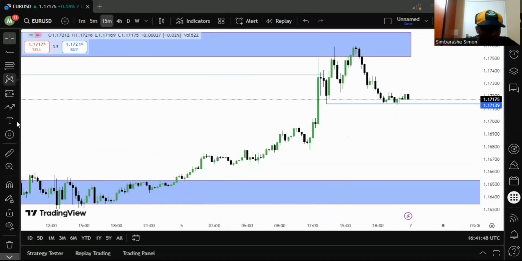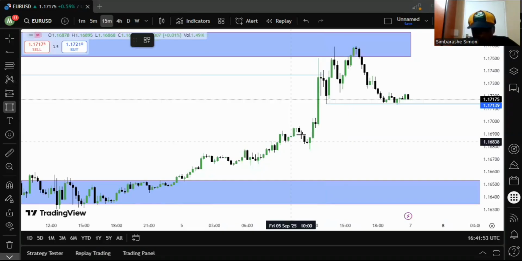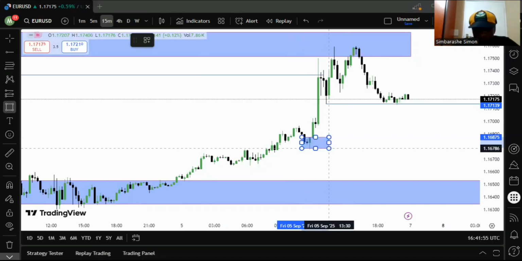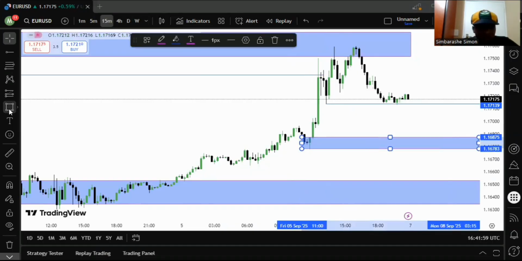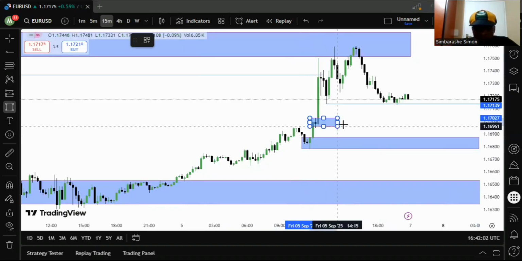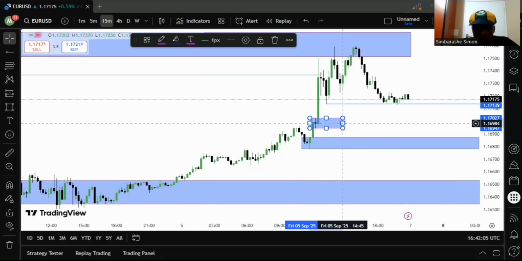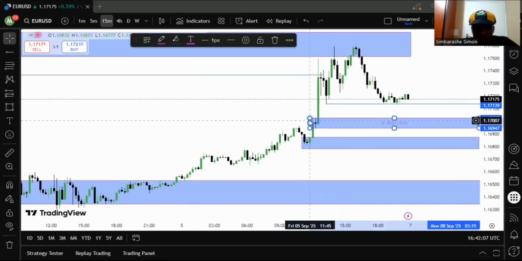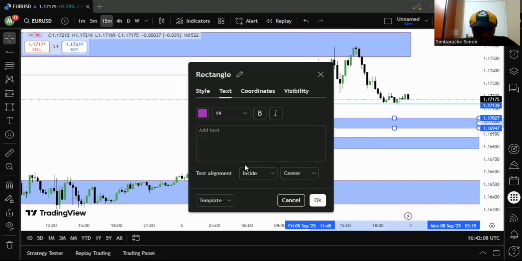And here again, I can see something. Let me take a rectangle too. I'll mark one, something like this. That one is a 4 hour. It's a 15 minutes demand zone and a 15 minutes demand zone. So let me shade it with another color so that it won't confuse us, guys.